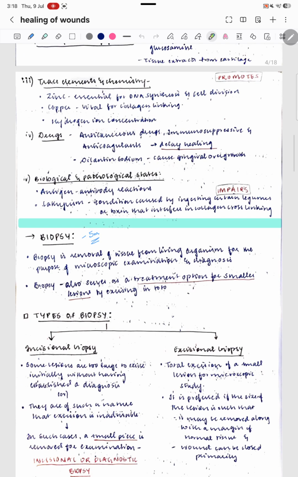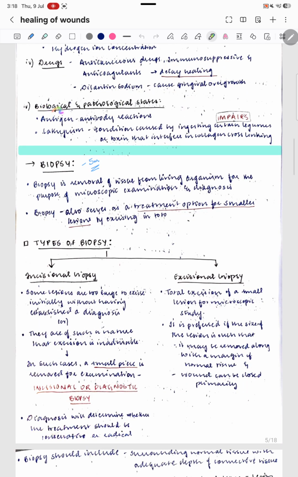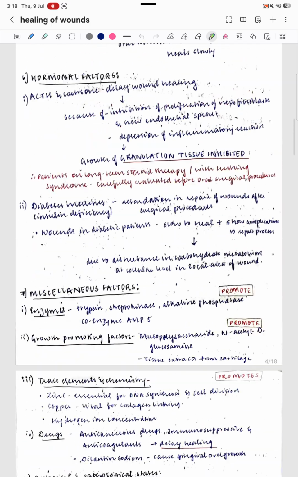Coming to the drugs, anti-cancer drugs, immunosuppressants and anticoagulants can delay healing. Okay. Then coming to your biological and pathological status, antigen antibody reactions occur, and if the antigen antibody reaction is quick, then healing is improved. And yeah, that's pretty much it. You do not need to know anything else.